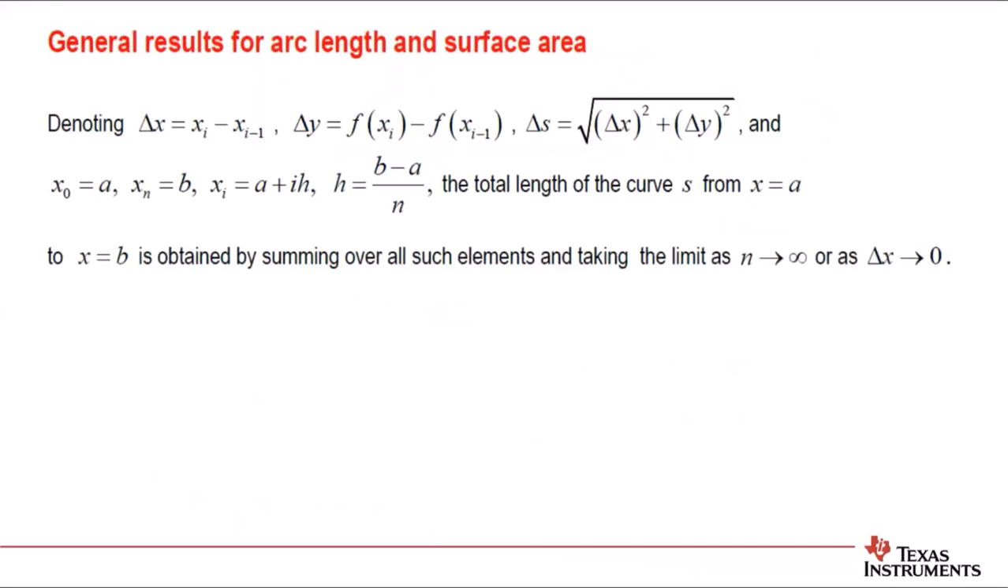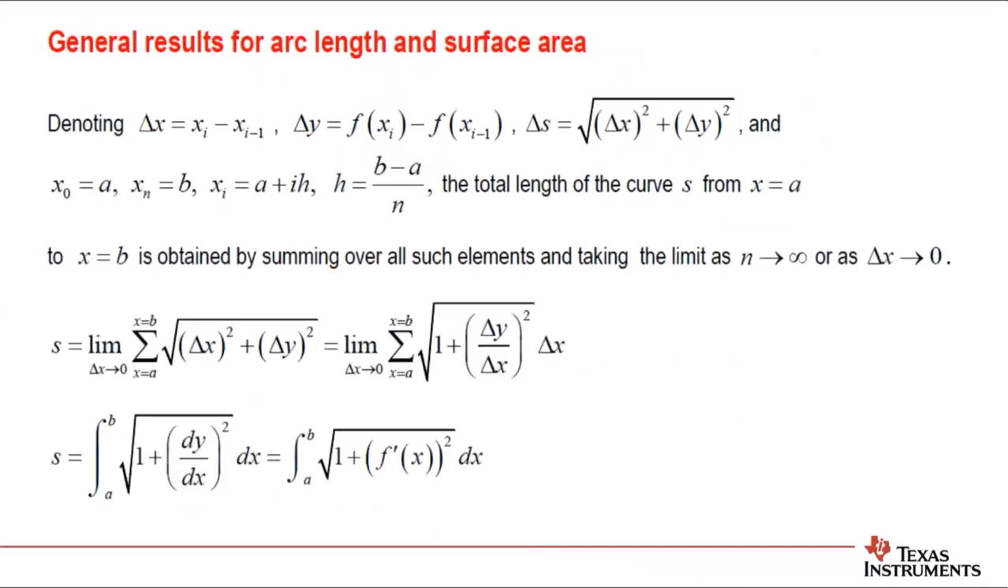So if we want to find the total arc length from a to b, then what we're going to do is sum over all such elements between x equals a and x equals b, take a large number of strips, or little rectangles if it was an area. In other words, taking the limit as n approaches infinity or delta x goes to 0. So we have this formula S for the arc length: the limit of the sum of the square root of delta x squared plus delta y squared. We can just rearrange that, and when we take the limit of the sum, we get the definite integral. It's not really a true mathematical proof, but it's a nice little result there.